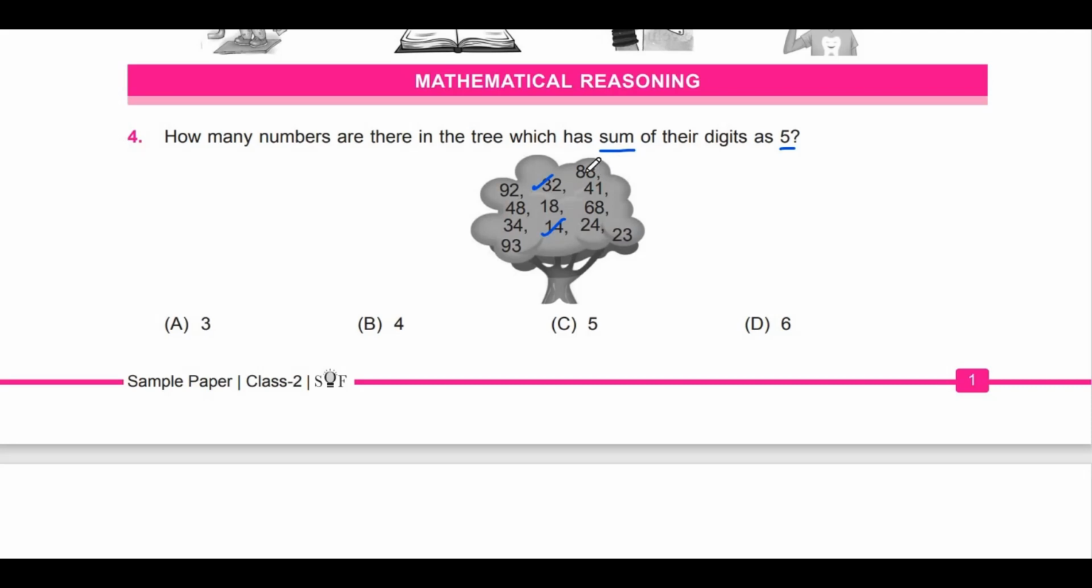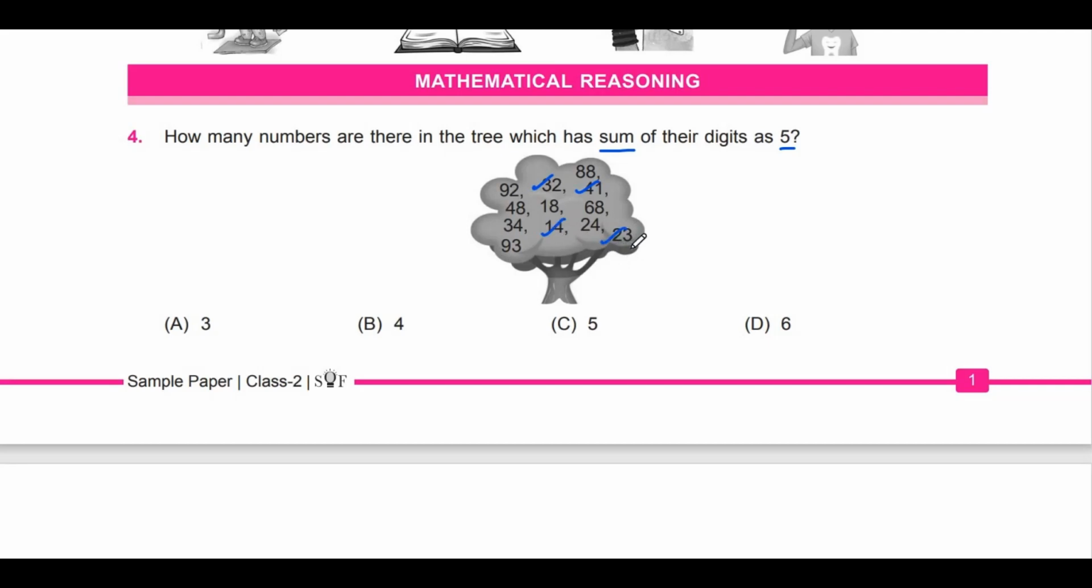Then it is 88. 8 plus 8 is 16. So we don't want 16. Now let's see 41. 4 plus 1 is 5. So this is our third right answer. And then we have 68. 6 plus 8, which is 14. So this is not our right answer. Now let's see 24. 2 plus 4 is 6. This is also not the right answer. Then the next option is 23. So 23 is 2 plus 3, which is 5.